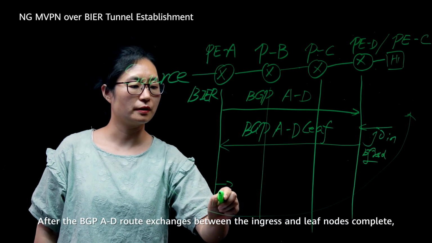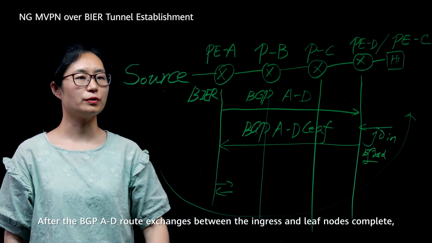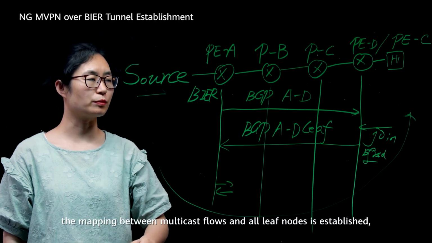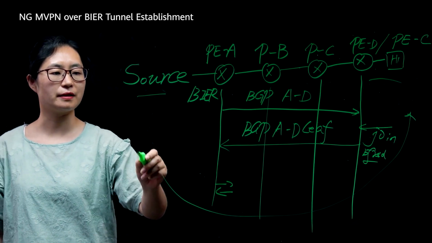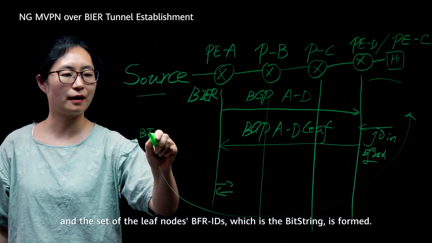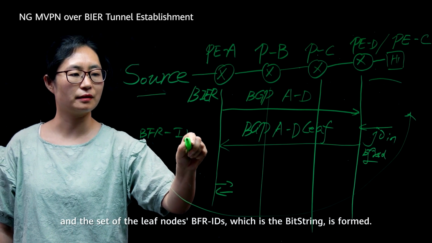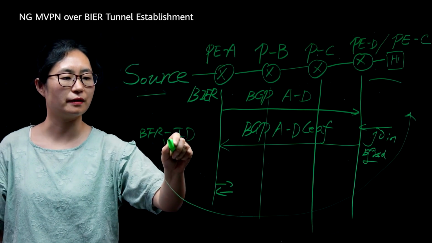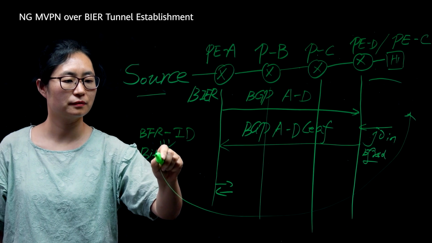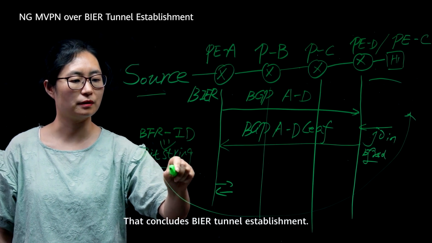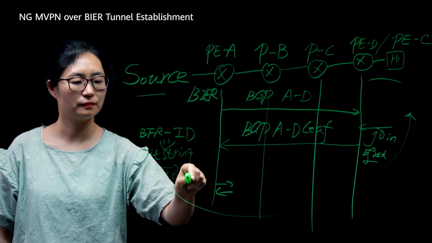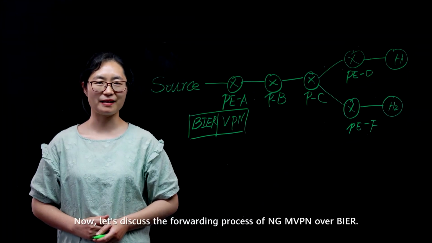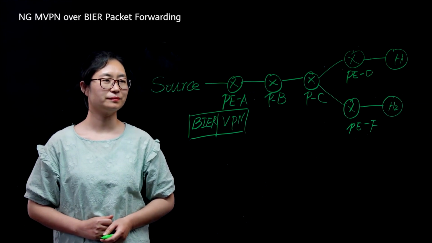After the BGP AD route exchanges between the ingress and leaf nodes complete, the mapping between multicast flows and all leaf nodes is established, and the set of the leaf nodes' BFR IDs, which is the bit string, is formed. That concludes BIER tunnel establishment. Now, let's discuss the forwarding process of NG MVPN over BIER.